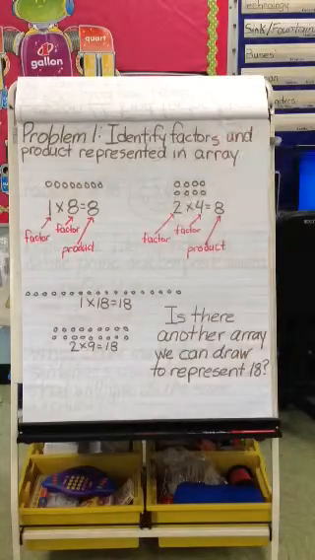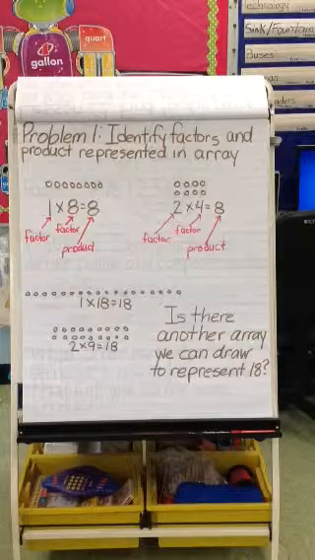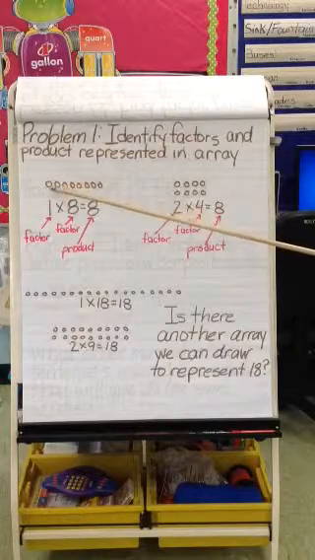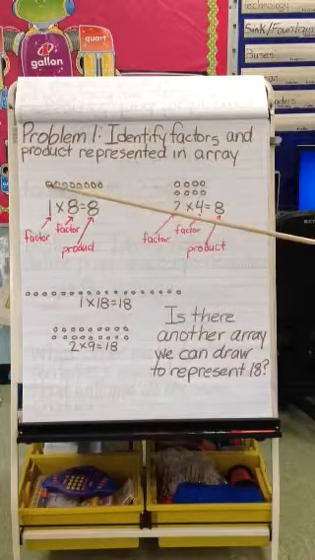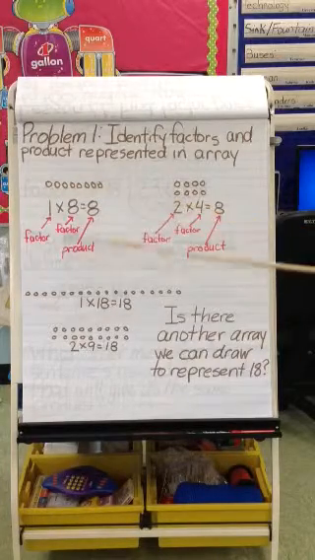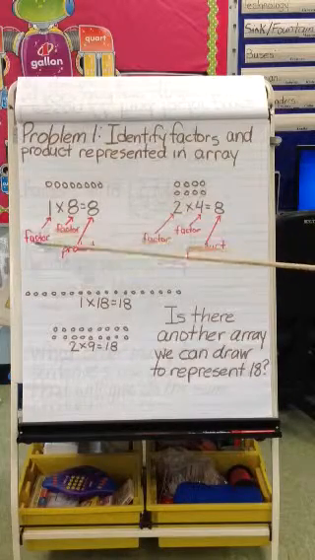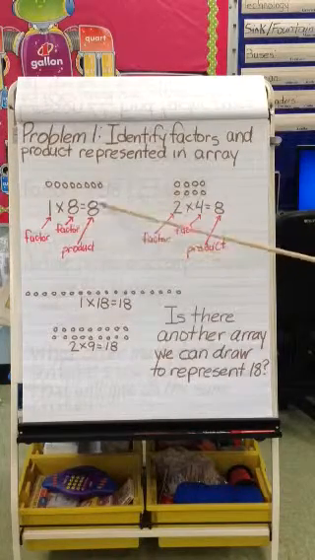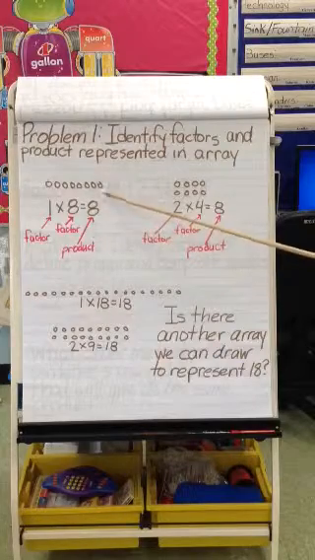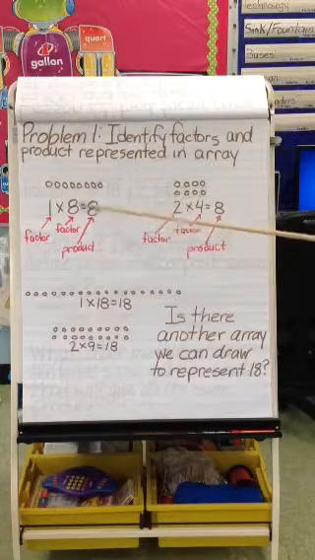Okay, in the first problem, we're going to identify factors and products that are represented in each array. If we look at our first array and count 1, 2, 3, 4, 5, 6, 7, 8. 1 times 8 is 8. 1 is a factor, 8 is a factor. The product, or the answer to a multiplication problem, is called the product.